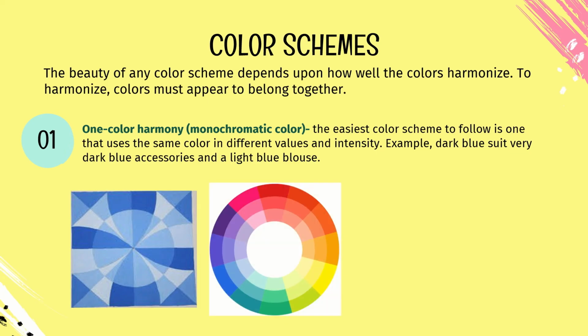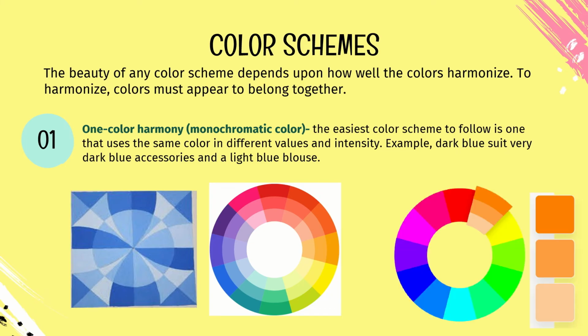So here is an example picture of a pattern composed of dark blue going to light blue. And then we have another color, orange, from light orange going to dark orange. And all the colors belong to the color wheel. So they are called the one color harmony, or what we call the monochromatic color.